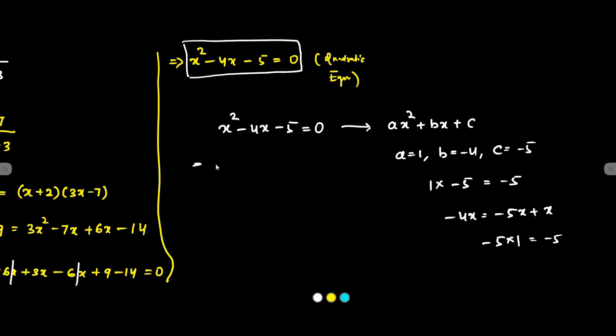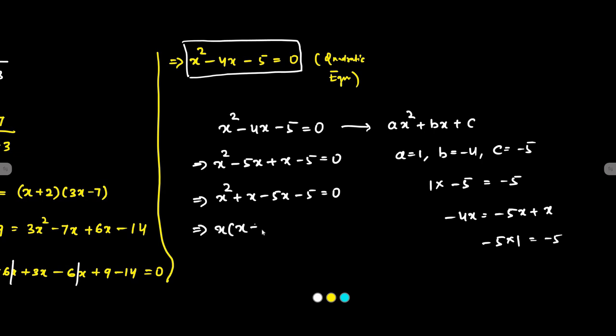That implies x square minus 5x plus x minus 5 is equal to 0. Okay, so if we write it in proper format, x square plus x minus 5x minus 5 is equal to 0. That implies x common, x plus 1, minus 5 common, x plus 1, that is equal to 0. See, x into x, x square plus x into 1, that is x square plus x. Here minus 5 into x, minus 5x, minus 5 into 1, minus 5, that is equal to 0. So that implies (x - 5) into (x + 1) is equal to 0.